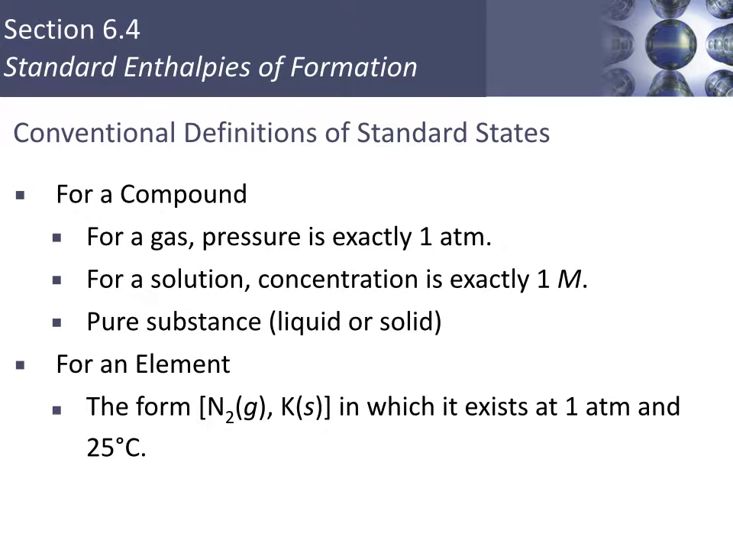So let's look a little deeper into that. For a gas compound to be in its standard state, its pressure needs to equal 1 atm. If we're talking about a solution, then its concentration needs to equal 1 molar, and it needs to be a pure substance if we're talking about a liquid or solid. If we're talking about an element, then it's in its standard state when it's in whatever form it would be in at 1 atm and 25 degrees Celsius. So for example, for nitrogen, that's gas, and for potassium, that's solid.